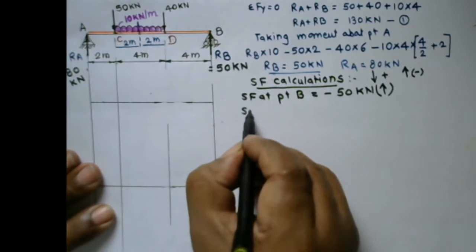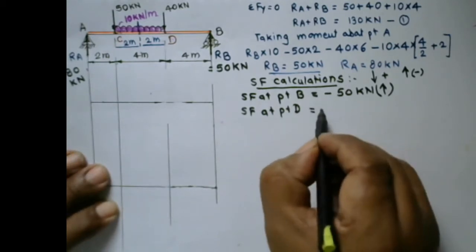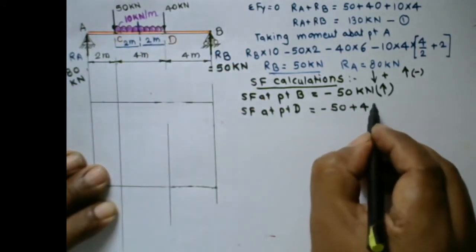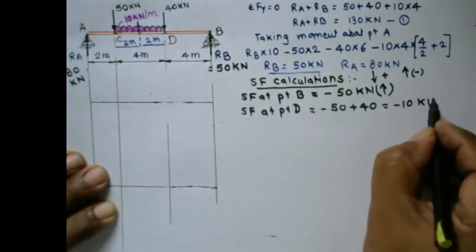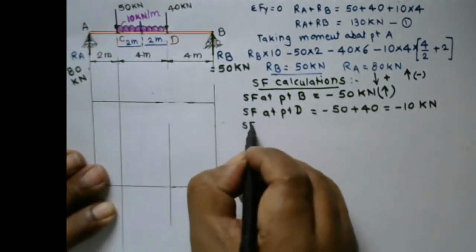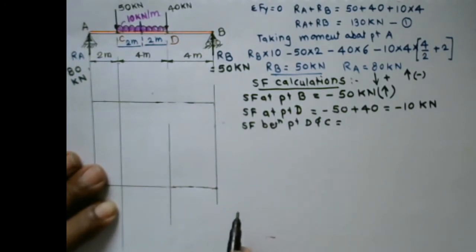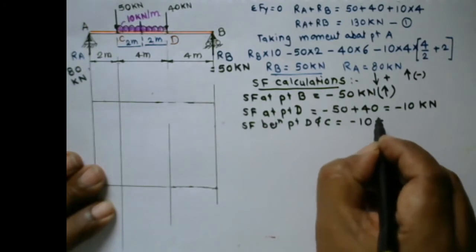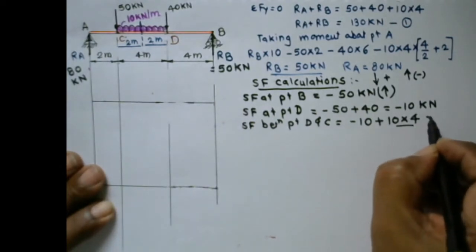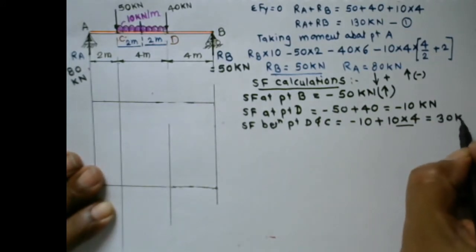Next point is D, shear force at point D. There is no load, so minus 50, but at point D 40 kilonewton is adding in the downward side, so minus 50 plus 40, it becomes minus 10 kilonewton shear force at point D. Between the points D and C, UDL is acting, so shear force increases from point D to C. Here minus 10, the UDL is acting in the downward side, so sign convention plus, UDL rate is 10 into its span 4 meter, that is 40. 40 minus 10 becomes 30 kilonewton shear force between points D and C.